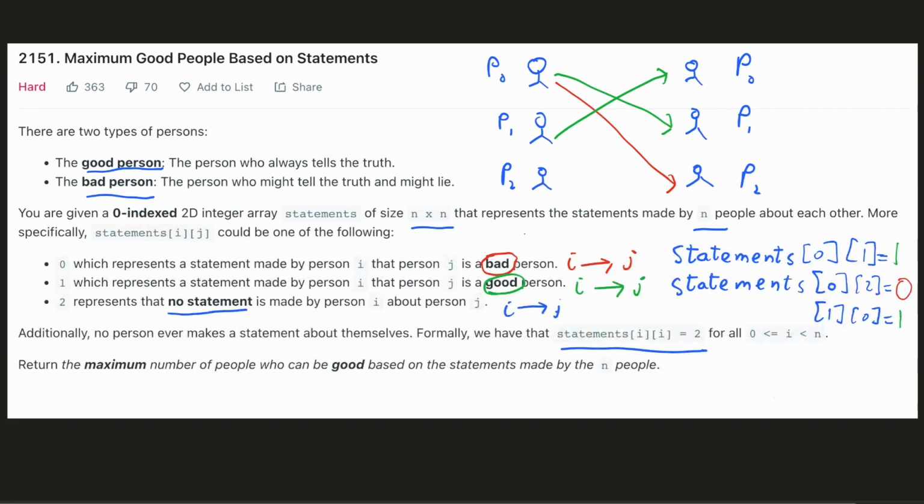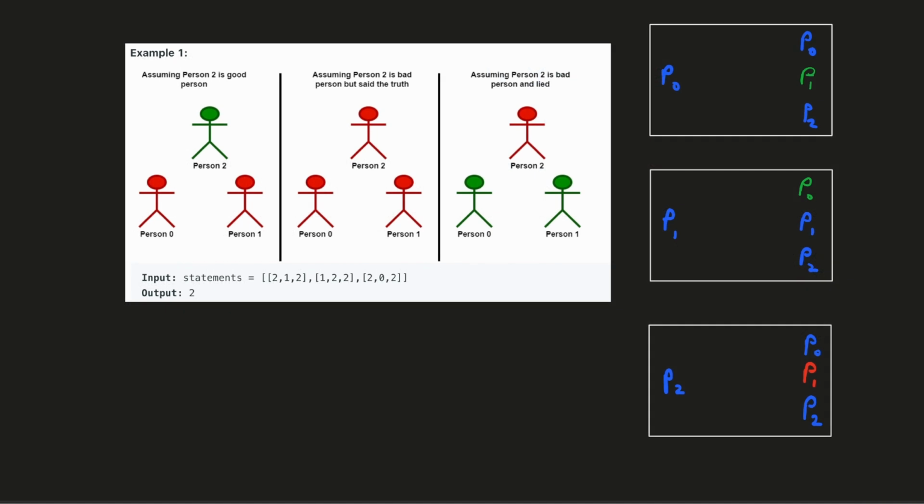Now let's look at an example. According to person 0, person 1 is a good person. According to person 1, person 0 is a good person. And according to person 2, person 1 is a bad person. So each person can either be a good person or a bad person. So there are 2 possibilities for each and every individual in that group. So let's take the example of person 2. Person 2 can be a good person or a bad person.